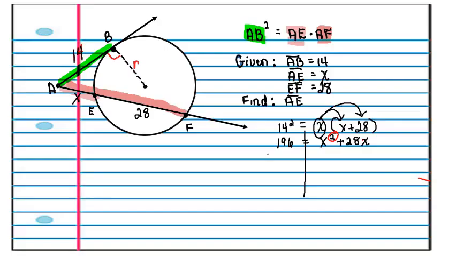And we have to move the 196. It has to equal 0. And minus the 196. So 0 equals our x squared plus the 28x minus the 196. Default method, quadratic formula. So that's what I'm going to set up. A equals 1, B equals 28, and C equals negative 196.